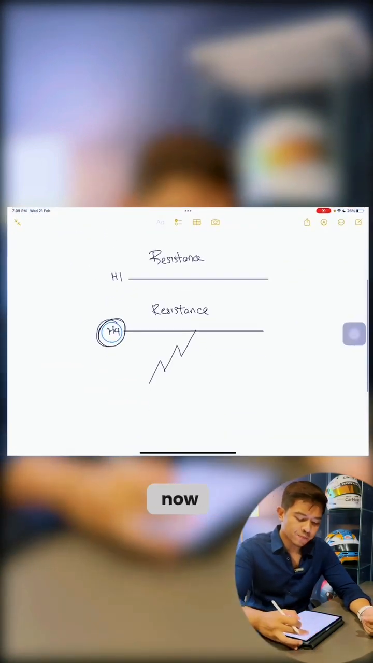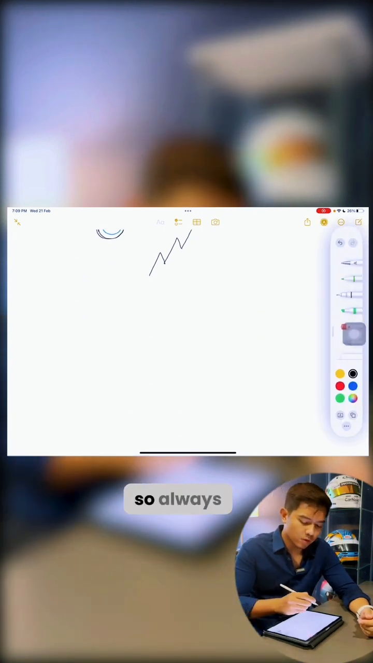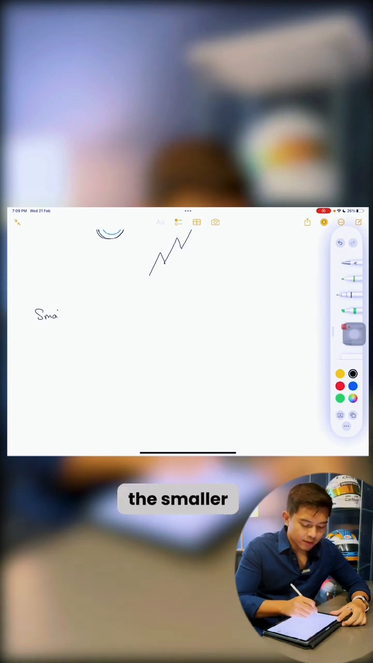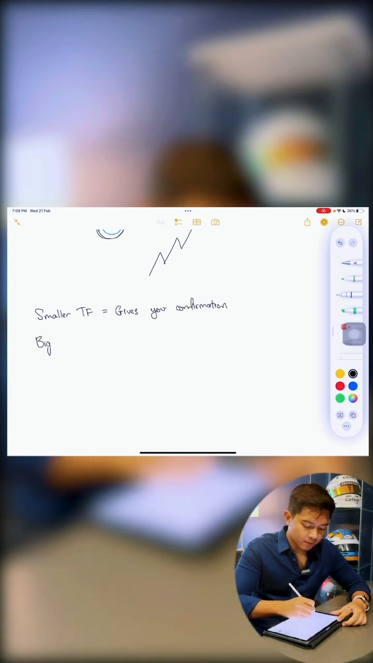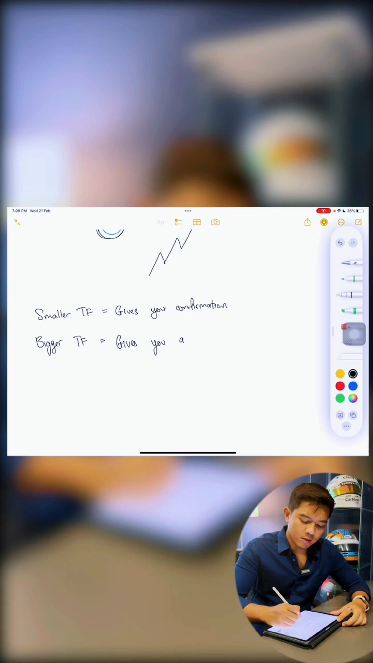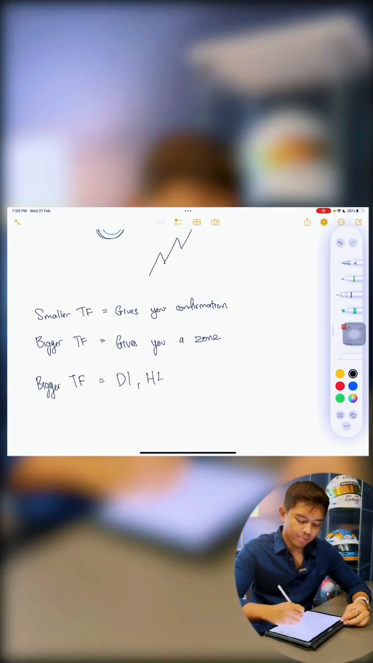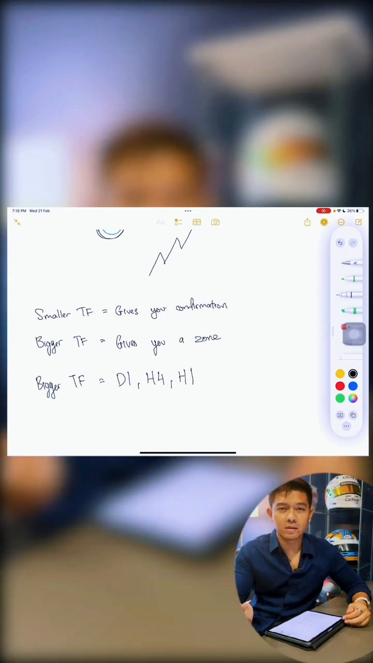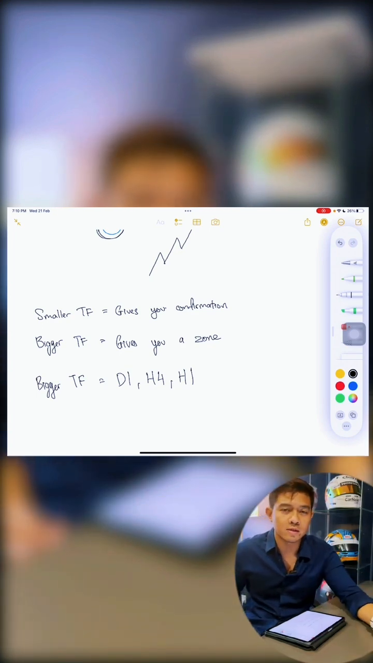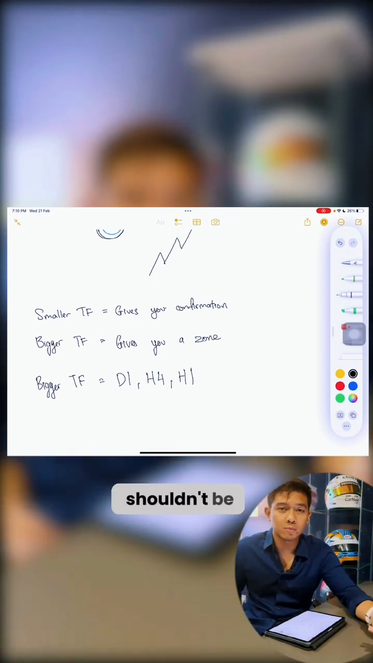Okay, so now, SNR, there will be a lot. So always tell yourself this: the smaller time frames give you confirmation. The bigger time frames give you a zone. So the reason why I use bigger time frames, such as my dailies, my H4 and also my H1, is because I know that they are more respected, right? Rather than comparing with the smaller time frames. I can even have my weekly as my higher time frame, as my bigger time frame, and it shouldn't be a problem. Okay?